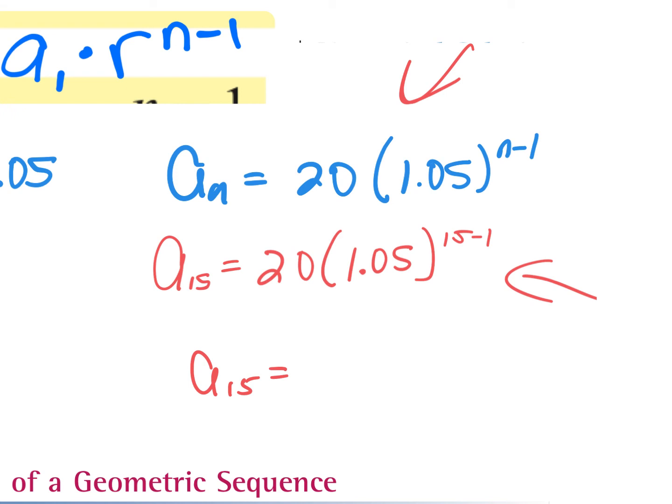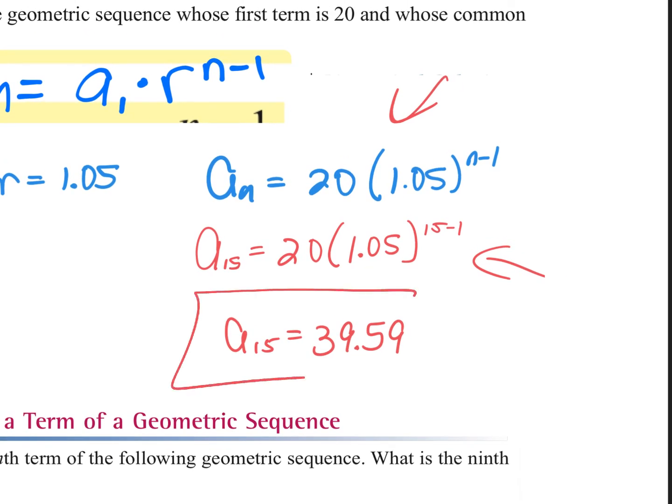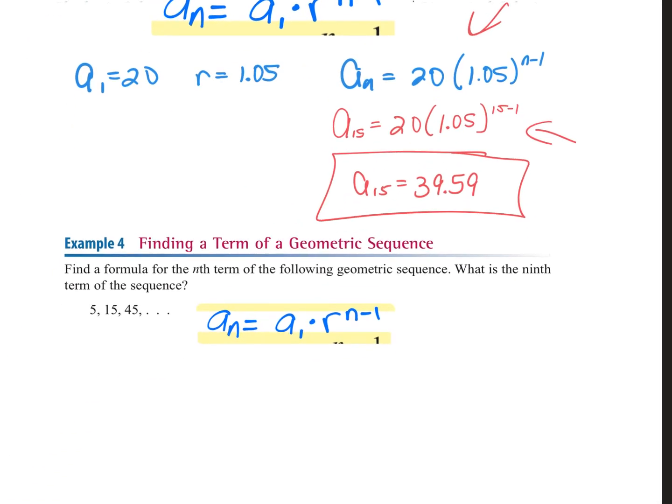So you would answer this as a sub 15. So the 15th term is, what's 20 times 1.05 to the 14th power? You have to do 1.05 to the 14th power and then multiply it by 20. What do you guys get? 39 point what? 59. You guys agree? Okay, something like that. Everybody okay? Questions? No? All right, let's look at the last one then.